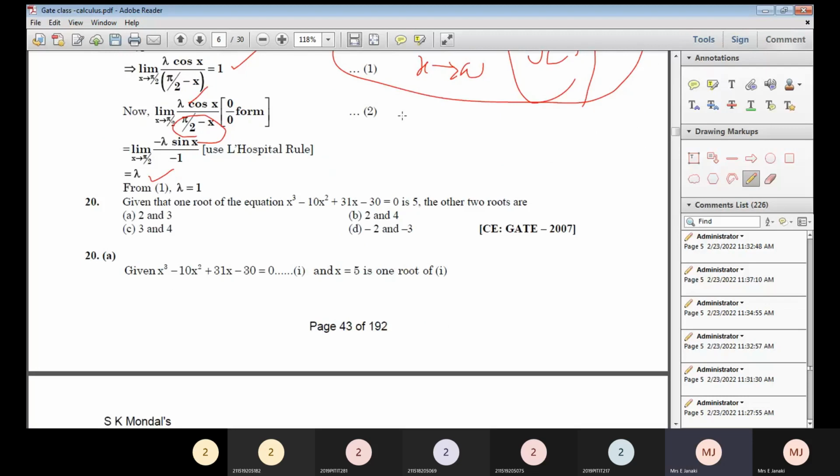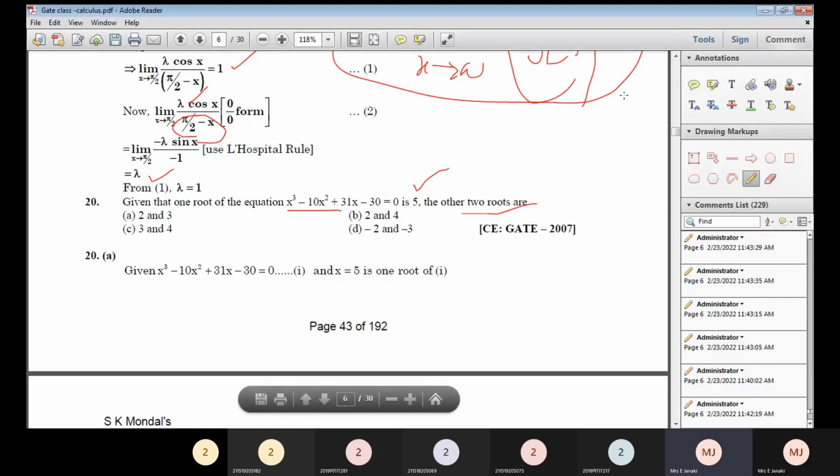Next, one root of an equation is given. The equation is x cube minus 10x square plus 31x minus 30 equal to 0. This is a cubic equation, which means it has 3 roots. Among the 3 roots, one root is given as 5. The question is to calculate the other two roots.